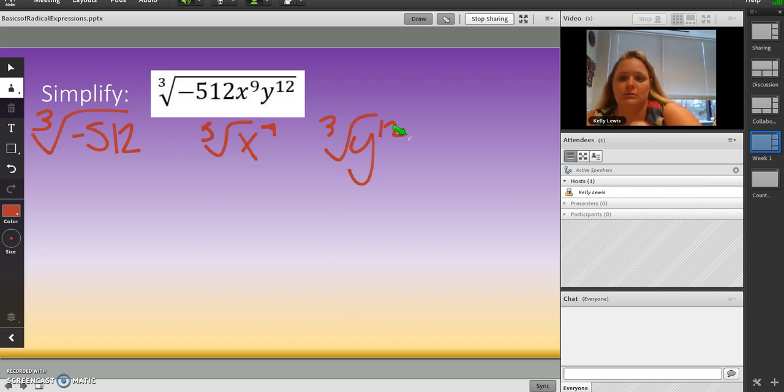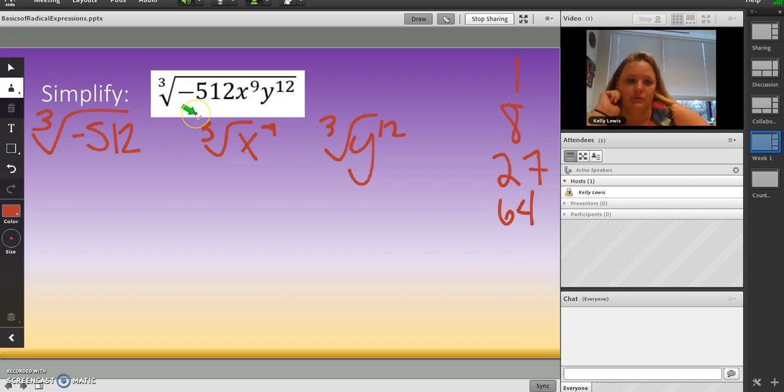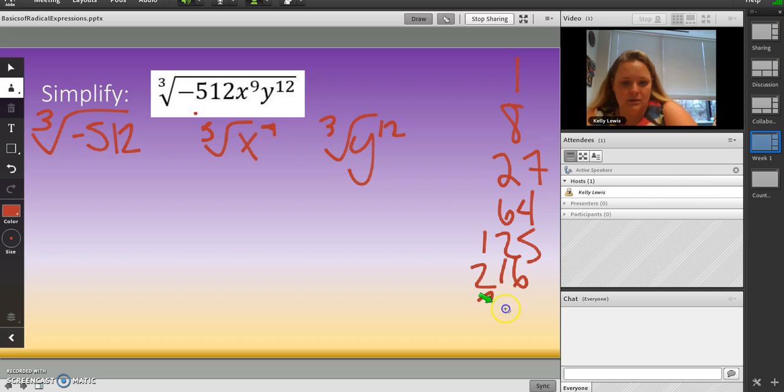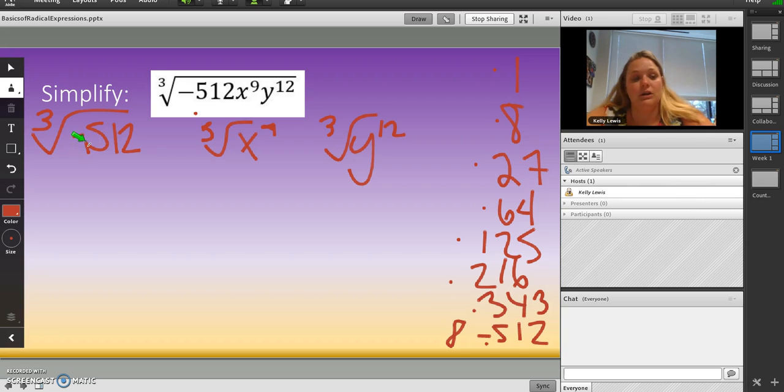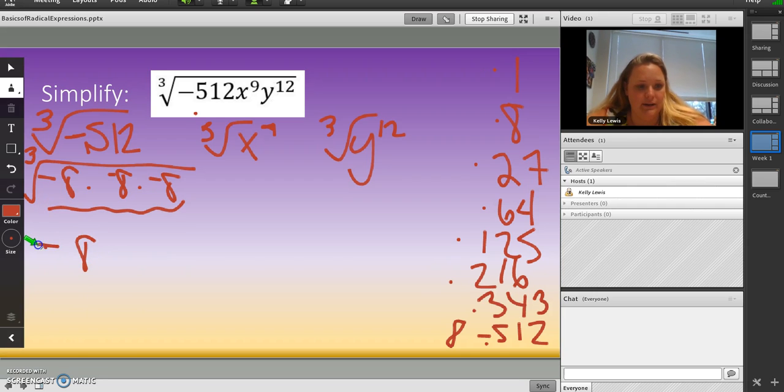All right, cubed root of 1, 2 times 2 times 2 is 8, 3 times 3 times 3, 64. I need to get to 512. 4, 5, 6, 7, 8. All right, 1, 2, 3, 4, 5, 6, 7, 8. That's 8, and I happen to get 512. But it's negative, so that means it's negative 8 times negative 8 times negative 8. That's 3 groups, so I get negative 8 here.